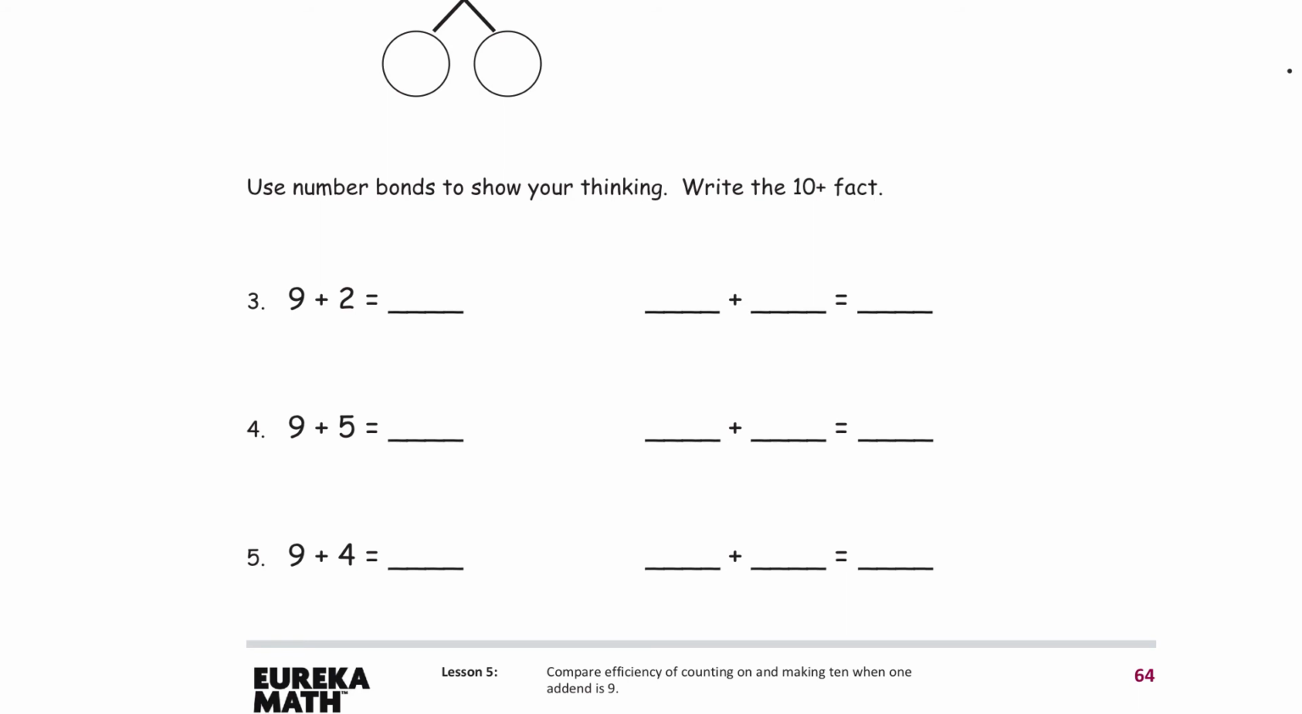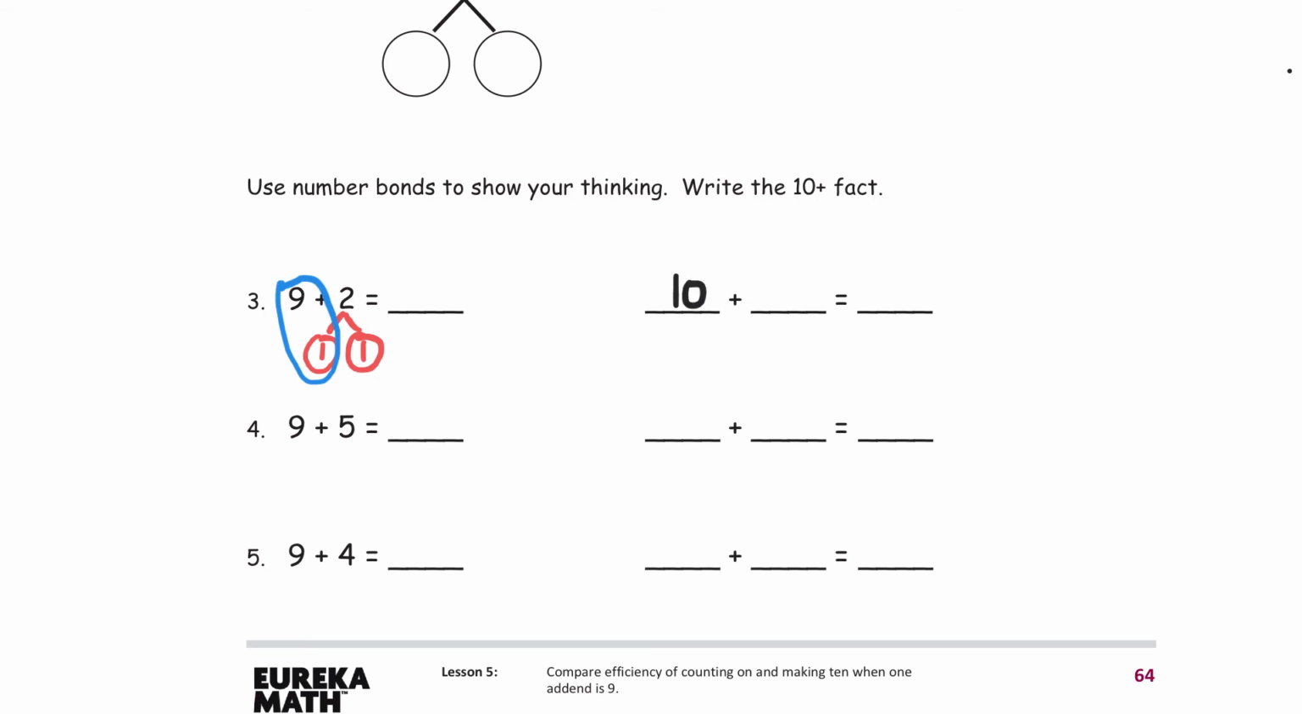So on number 3, we've got 9 plus 2. Well, I'm going to make a quick mini number bond here. I know 9 plus 1 equals 10. 1 less than 2 is 1. So I know I have my 2 parts here of my number bond. 1 plus 1 equals 2. Let me add up my 9 plus 1. That equals 10.